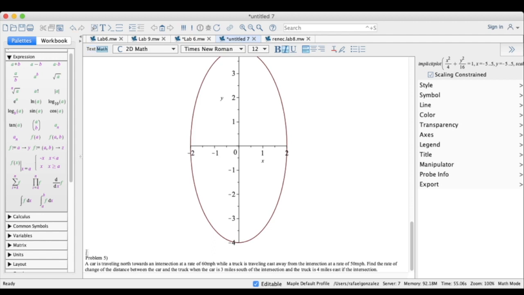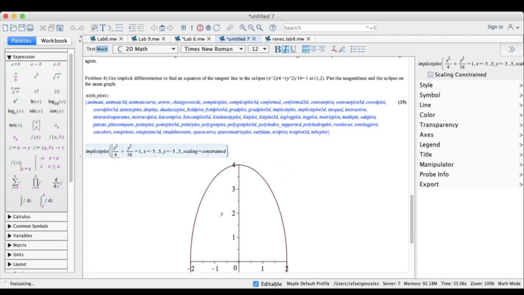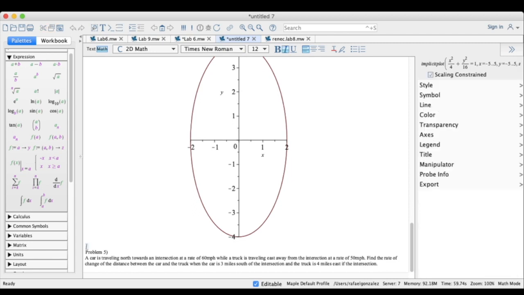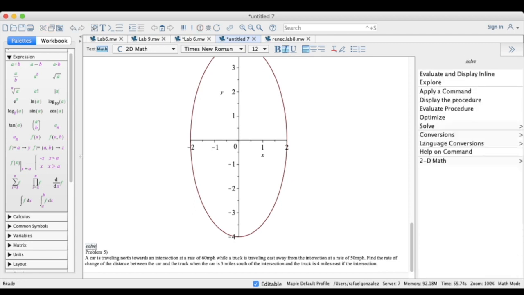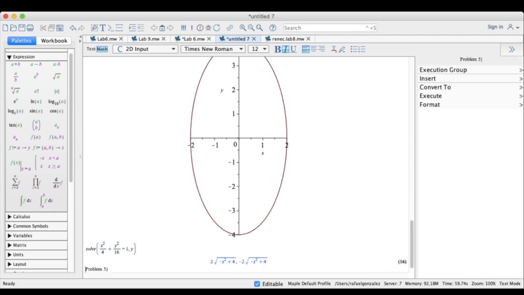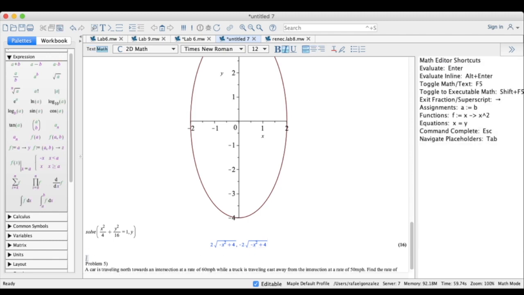So now, let's solve this equation first up here. And we will solve it for y first. So we're going to solve this equation for y, much like we did last time. And we get that y equals 2 times the square root of negative x squared plus 4. And also y equals negative 2 times the square root of negative x squared plus 4.